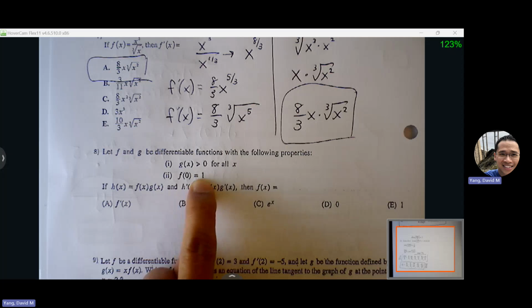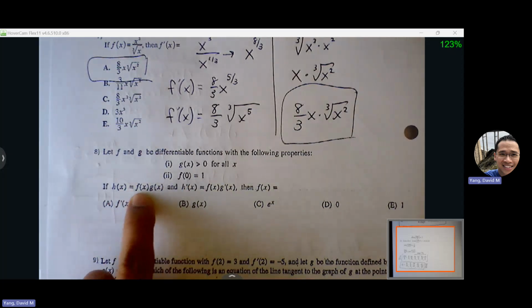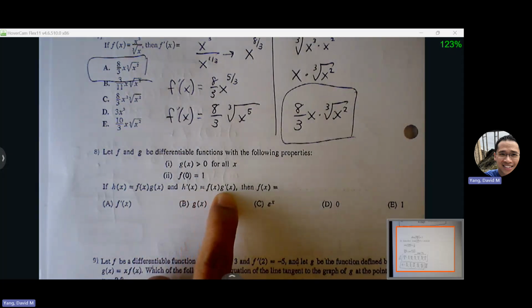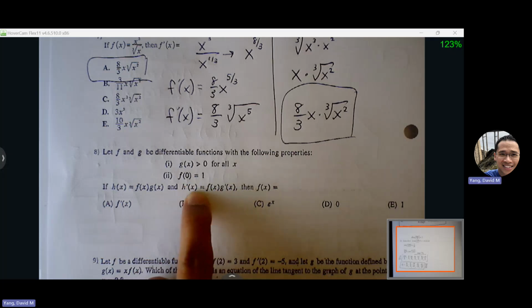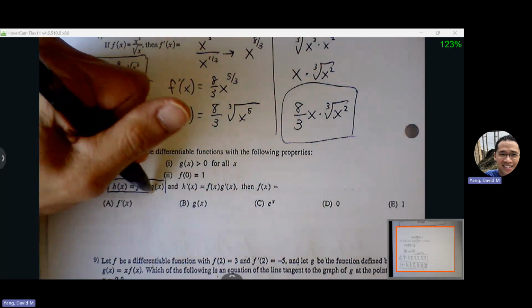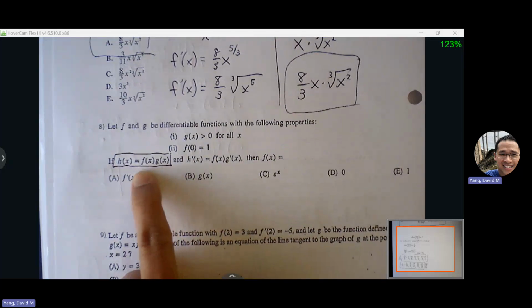We know that f of 0 equals 1. And then they say that h of x equals f of x g of x, but then h prime is f of x g prime. Now, ignoring initially that h prime is just f times g prime, if you're just given this to begin with, and if I asked you to find the derivative, what would your instinct be? Product rule, right?